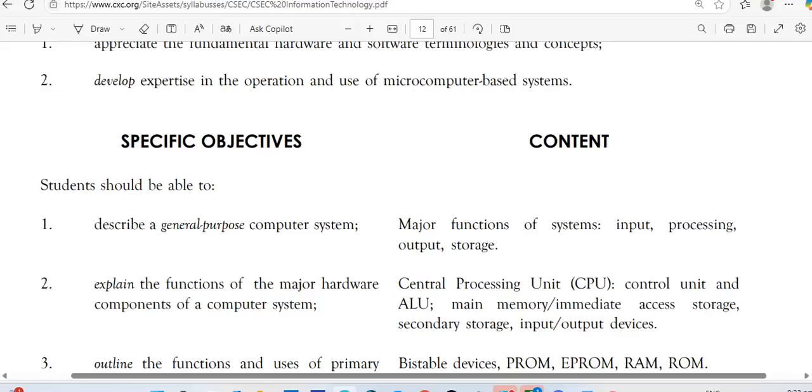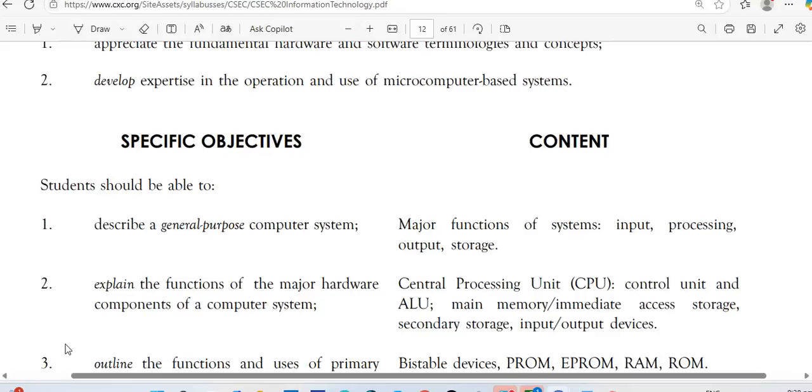For example, a student can use a general purpose computer to write an essay, browse the internet, play games, and watch videos. Now, what are the major functions of the following systems: input system, processing system, output, and storage? If you're asked anything about these functions, you should be able to write about them.